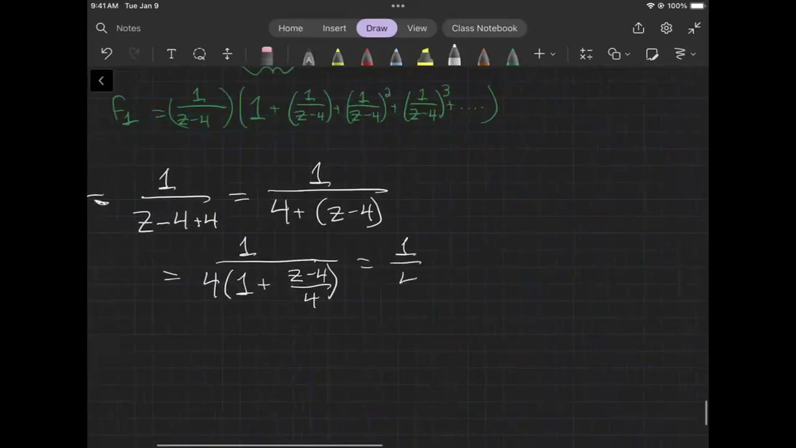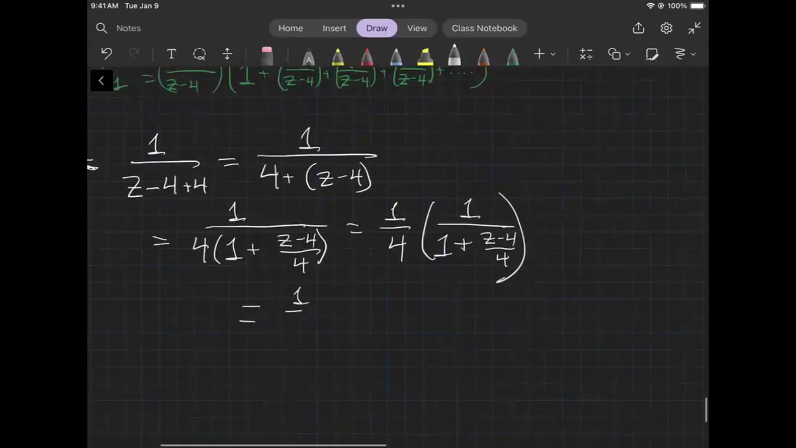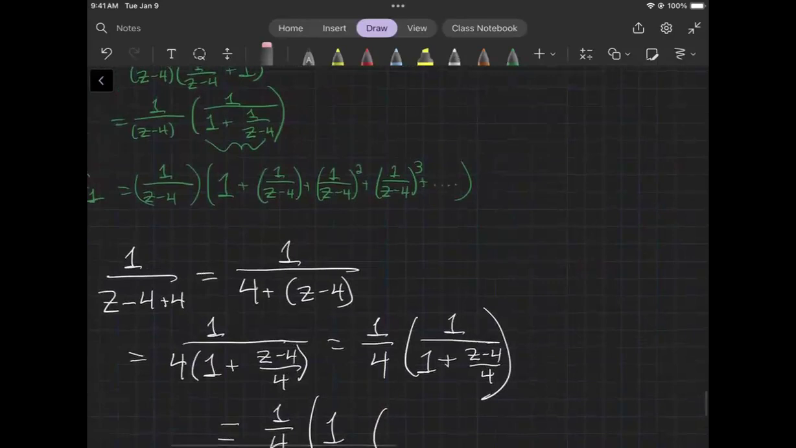And so this equals 1/4 times 1 over 1 plus (z minus 4)/4. And so this equals 1/4 times 1 plus 1 minus... Oh, I should change the signs here and then here, since we have a plus here. So the signs are alternating. And that should be a plus there too.